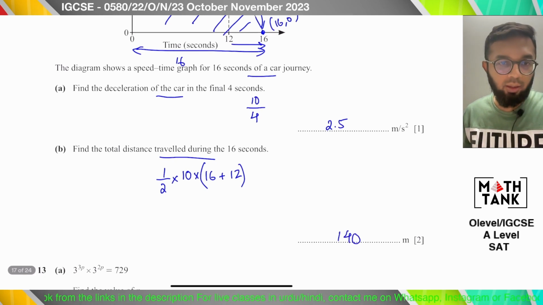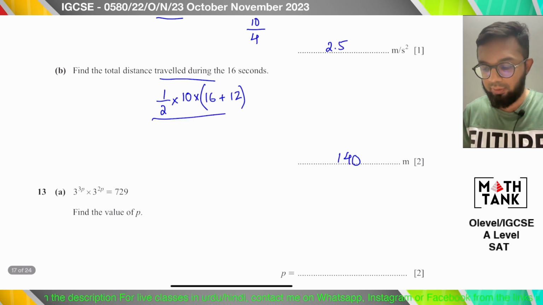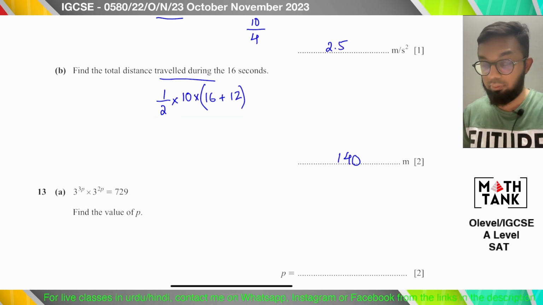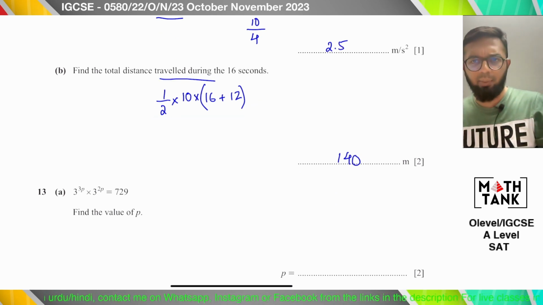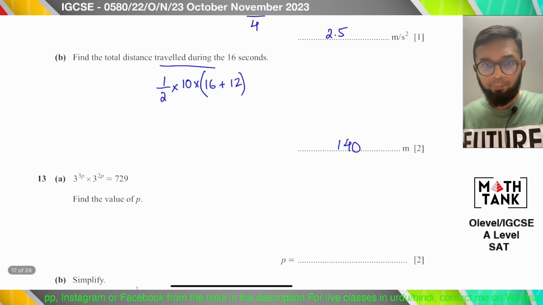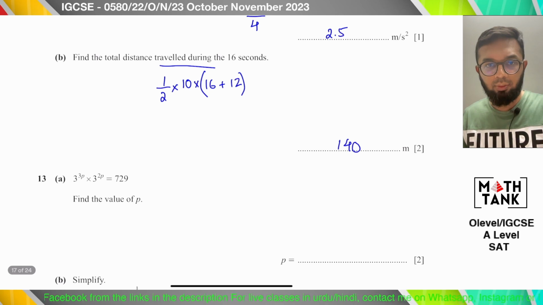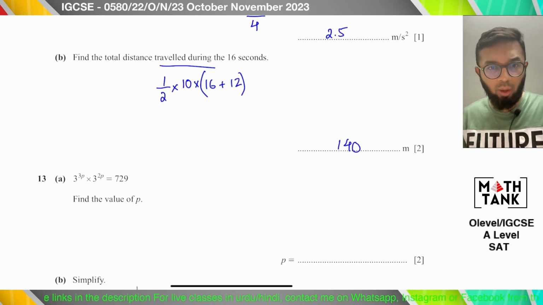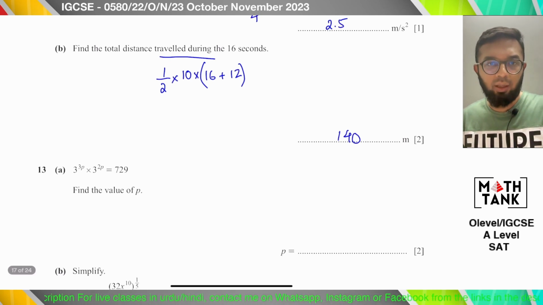So that's another 2 marks. Make sure that you always write down the method before you calculate. Why? Because they're method marks. You see, these are 2 marks. There is 1 mark per method. Writing just 140 might not be enough to get those entire marks.